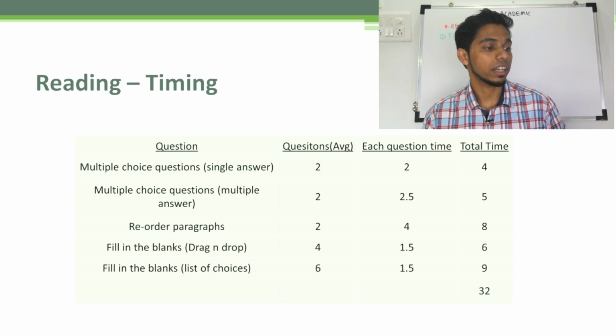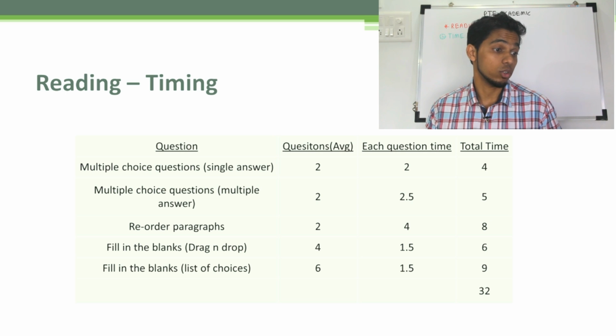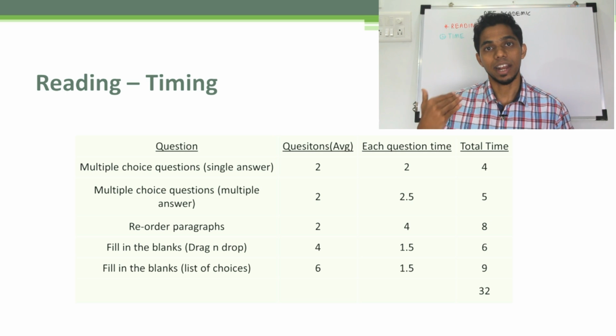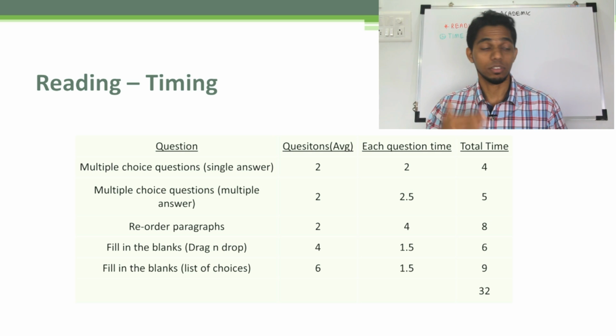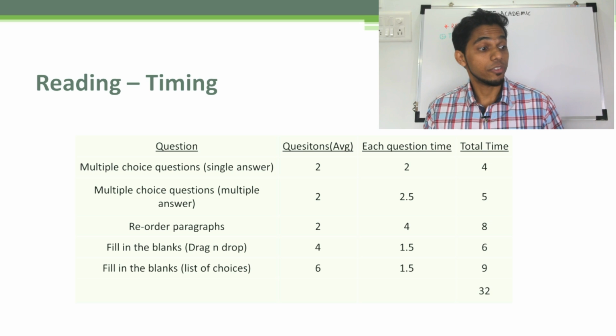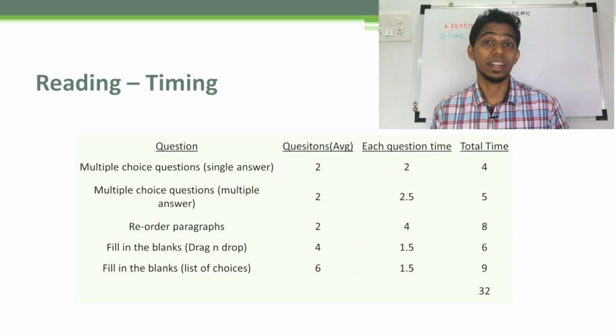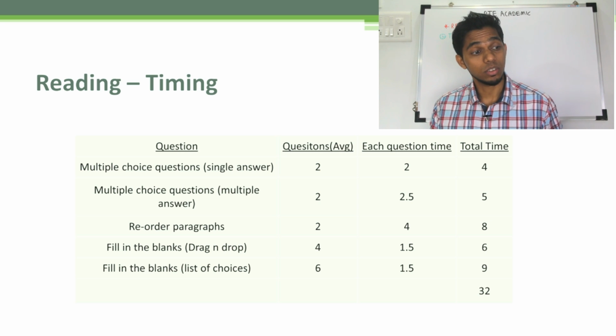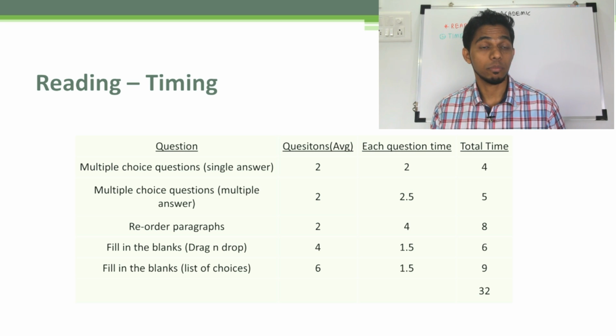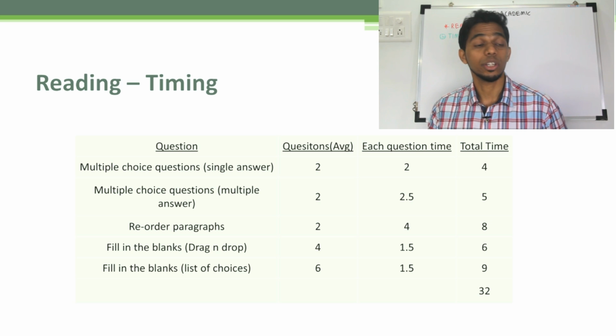For reorder paragraphs, 4 minutes is what I recommend you spending, because it can take slightly longer to identify which paragraph comes after the other. For the fill in the blanks, for both the drag and drop and the list of choices, you can spend 1.5 minutes per question. So if you add up these questions and the average time for each question that I've given, you get a total of 32 minutes where you would have completed your answer.